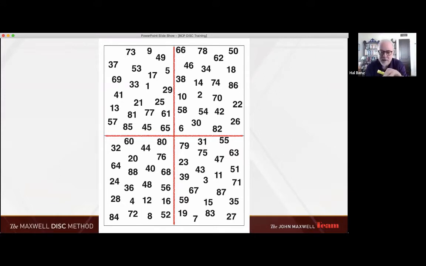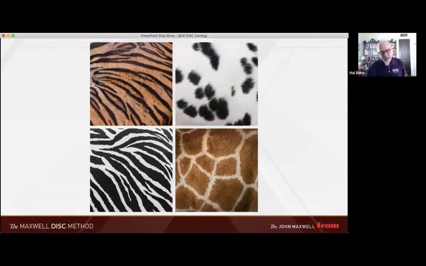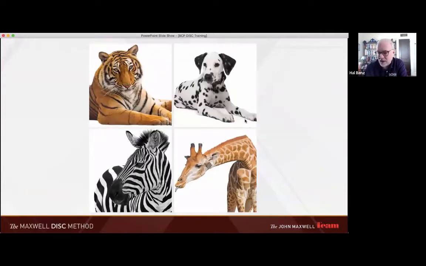And here's the thing, guys. Once you see the pattern and you know what to expect, it changes the way you behave. Would you agree? Here's the trick. Once we see a pattern emerge, we don't really need to see the whole picture, right? If I took a look at that picture, can you imagine what kind of critters are on the other side of those little boxes? You see the beginning of the pattern, and you don't have to be a rocket scientist to know that we're looking at a tiger and a Dalmatian and a zebra and a giraffe, because we see the pattern and it tells us what to expect.